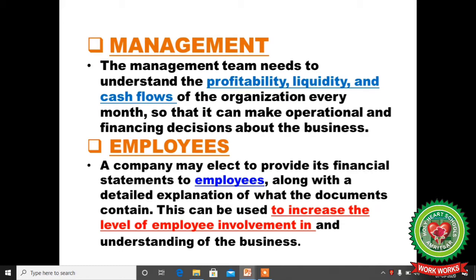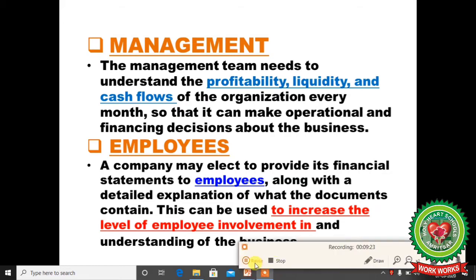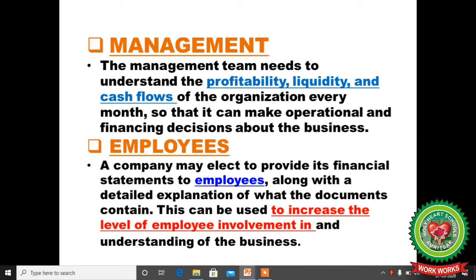Employees: a company may elect to provide its financial statements to employees along with a detailed explanation of what the documents contain. This can be used to increase the level of employee involvement and understanding of the business. So for employees the financial statement is also very important. With the help of the financial statements, the employees know about the company's activities and strategies. They are all more involved in the business.